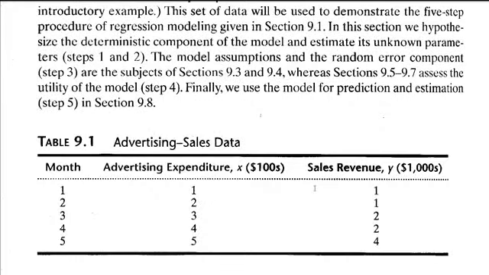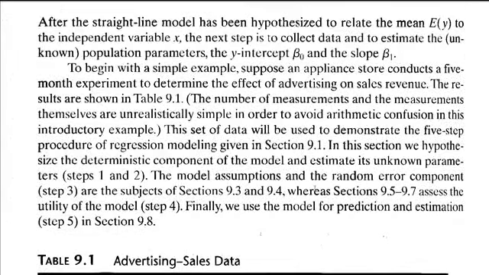So month 1, advertising was 1, sales revenue was 1. Month 2, advertising was 2, sales was 1. Month 3, advertising was 3, sales was 2, and so on. We have this data. The number of measurements and the measurements themselves are unrealistically simple in order to avoid arithmetic confusion in this introductory example. This set of data will be used to demonstrate the 5-step procedure of regression modeling given in the section.